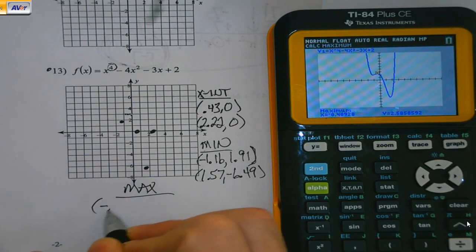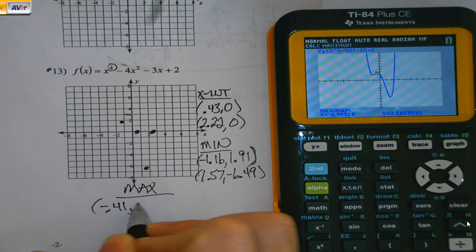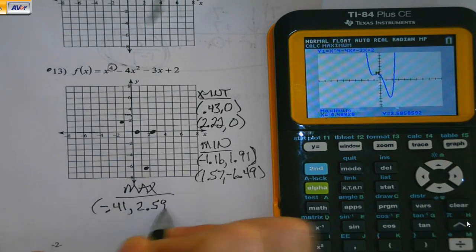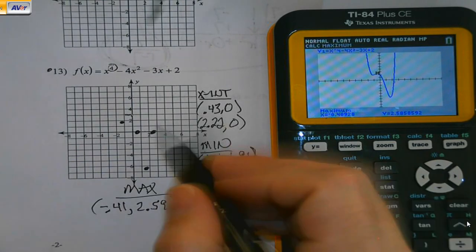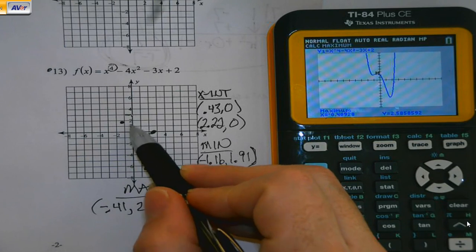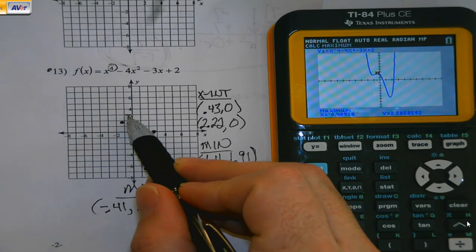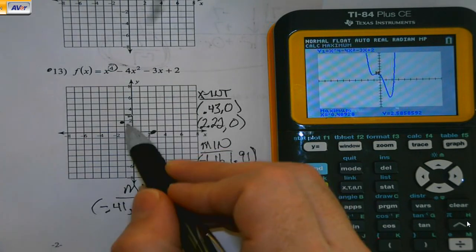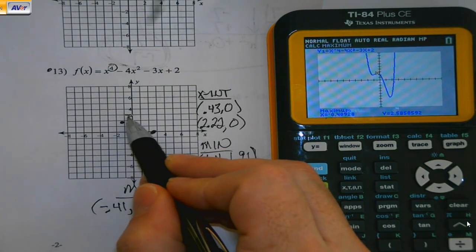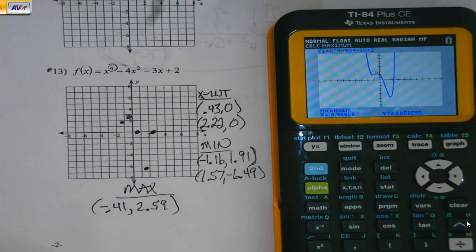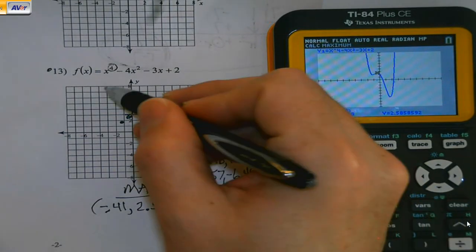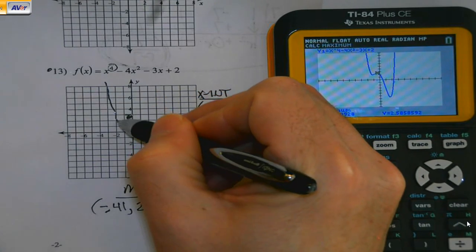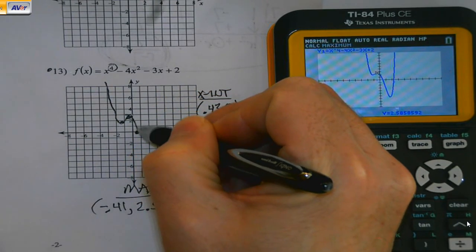At negative 0.41, 2.59. So, yeah, that's right. And now I've got a picture to kind of help me see what this is going to look like. So I can connect through here.